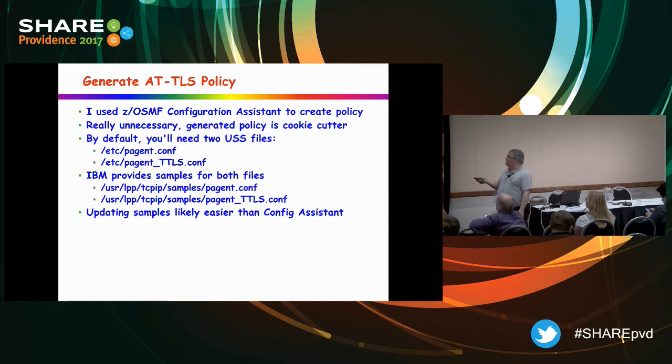So I used the z/OSMF config assistant to create the policy, but I'm going to give you the cookie cutter. There are two USS files, /etc/pagent.conf and /etc/pagent_ttls.conf. There are samples for both in the /usr/lpp/tcpip/samples directory, and updating these samples is way easier than the config assistant. Okay?